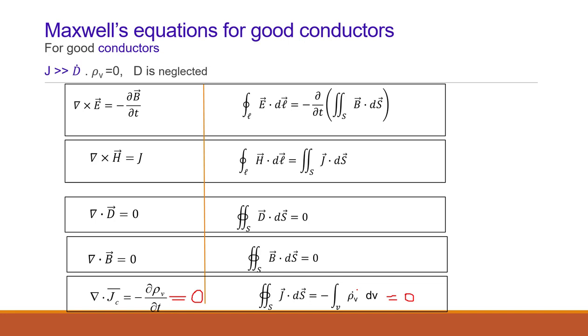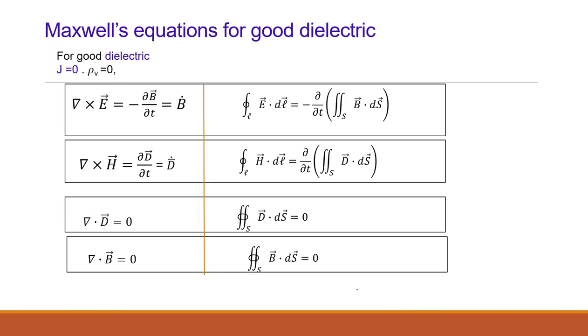Now, if instead of a good conductor you consider a good dielectric, then for a good dielectric there will not be any current flowing through the dielectric media. So J is equal to 0, and hence rho v is also 0. No current, no charge, so rho v is 0, J is 0. So these equations are similar to the equations of free space, right?